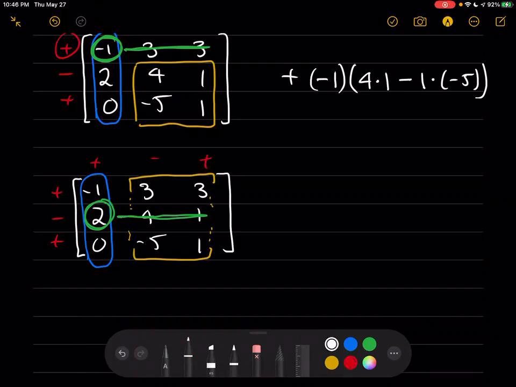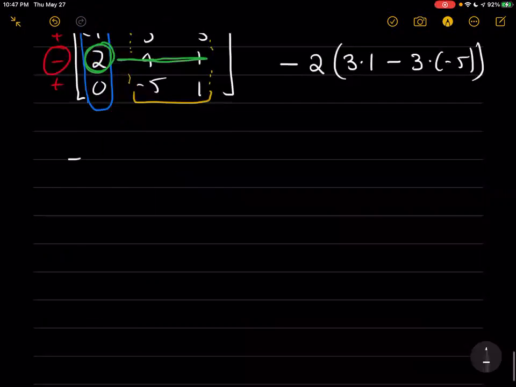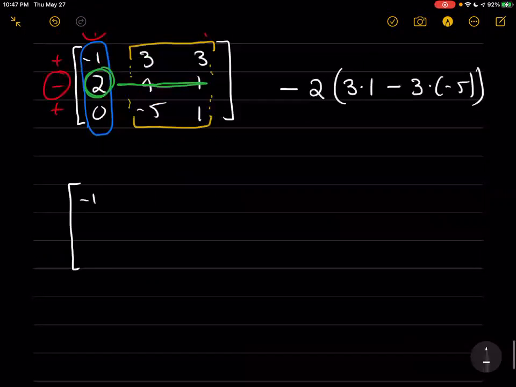So if we do the determinant of that thing, it's going to be 3 times 1 minus 3 times -5. And we're going to take all of that determinant of the thing in the yellow box, and multiply it by that thing circled in green, the header of the column we canceled. So it's going to be a 2. And the 2 has a positive and a minus associated to it. So that's going to be a minus. Okay. And then we move down one more row and do the same thing.